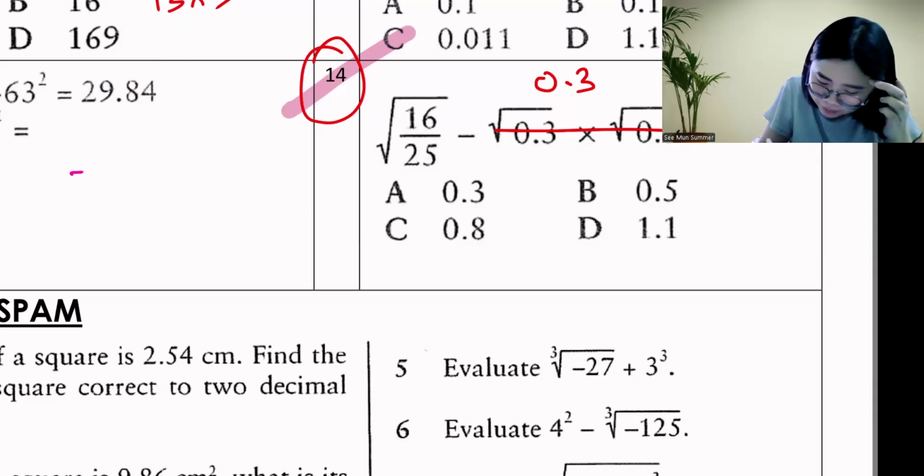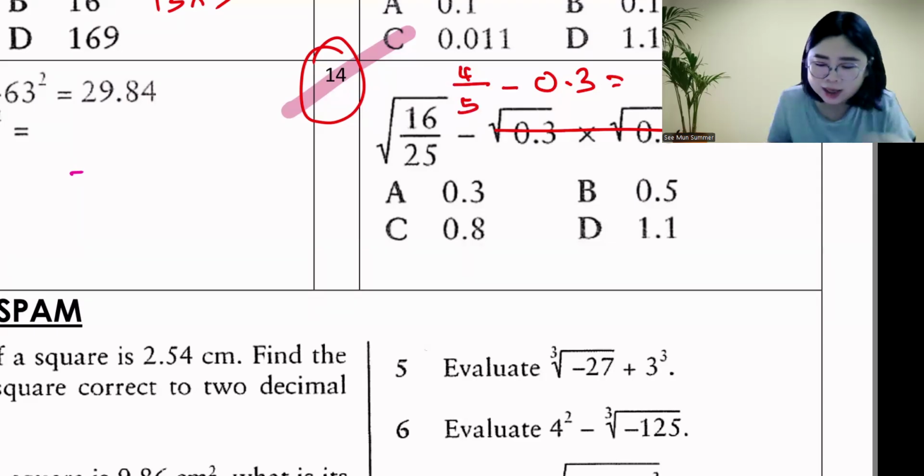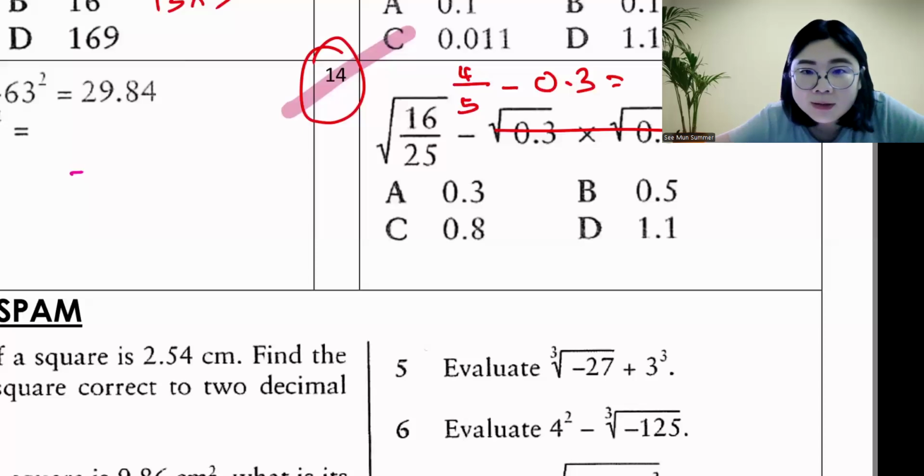So now the rest is this. So 16, I root it will become 4, right? And then 25, I root it will become 5. And then minus. So calculator again. 4 over 5 minus 0.3. And then the answer will be how much? Shimi, you got it? 14?